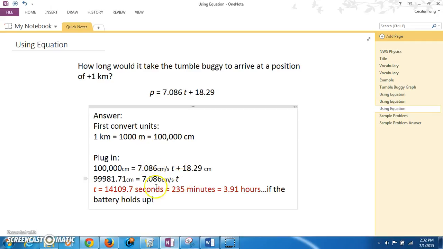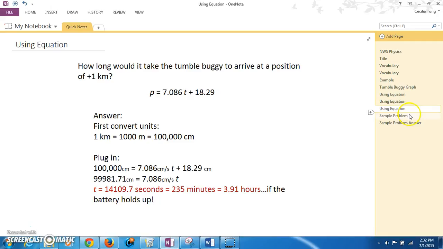When we finally solve for t, we get a very large number of seconds, which makes sense because it will take the tumble buggy a while to reach a position of 1 kilometer away from where it started. So this comes out to be 3.91 hours, but probably the battery won't hold up.